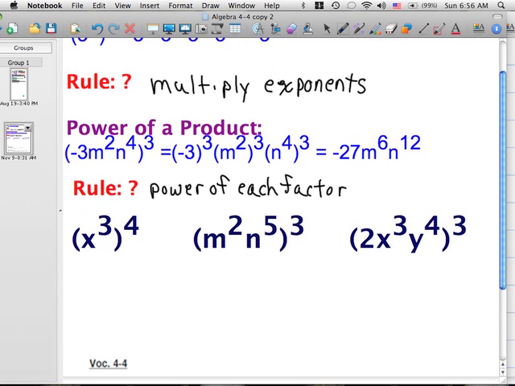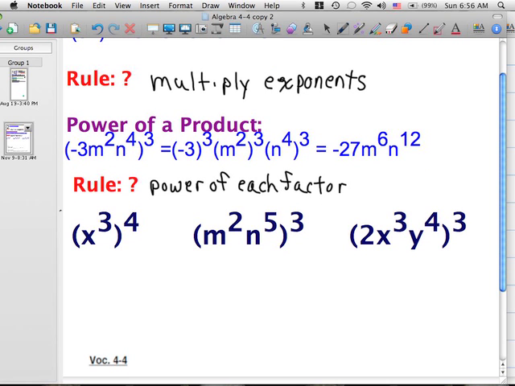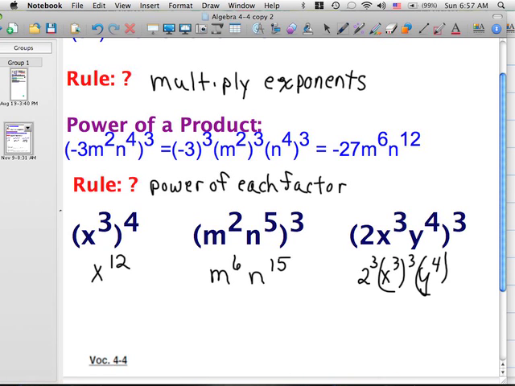So a couple more examples. X to the third taken to the fourth. You would multiply your exponents to get x to the 12th. This is a power of a product. Everything inside is taken to the third power, so that would be m to the 2 times 3 is 6, and 5 times 3 is 15. And the last example, 2 to the third power, x to the third taken to the third, y to the fourth taken to the third. So that would be 8, x to the 9th, y to the 12th.